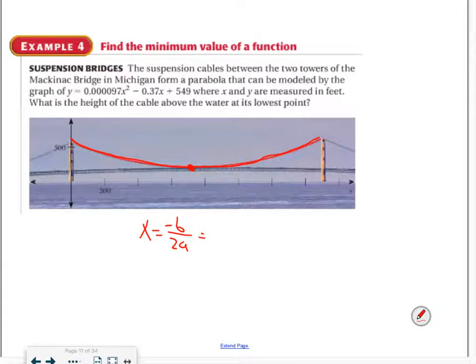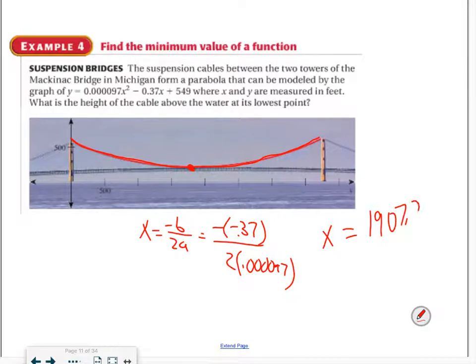So in this case, it would be negative 0.37, that's b, over 2 times 0.000097. So I have 0.37 divided by parentheses 2 times 0.000097. And you end up with x equals 1907.22.